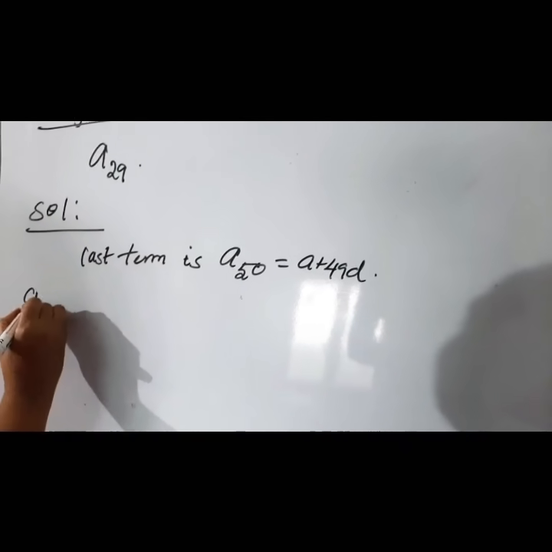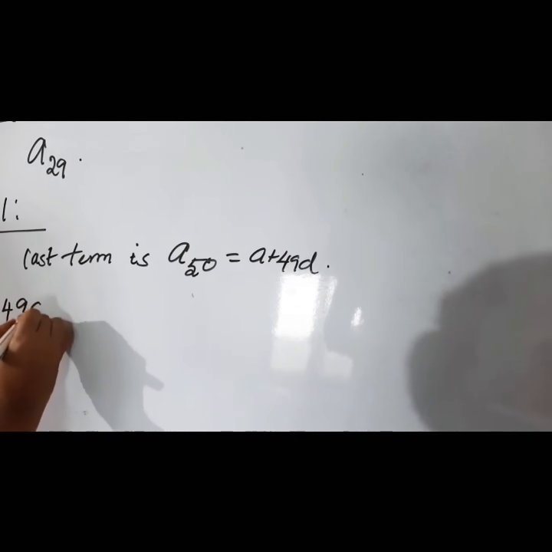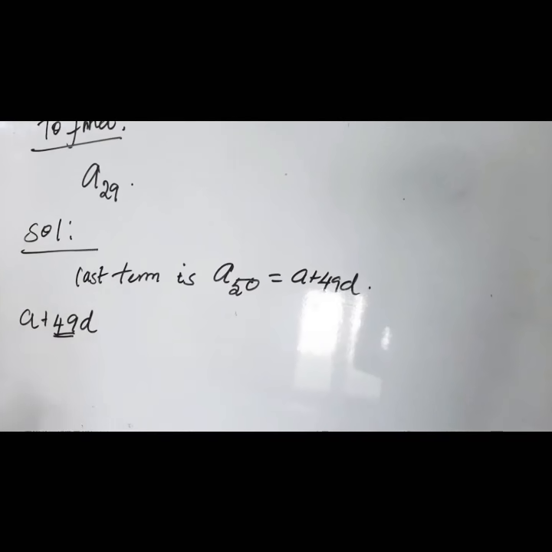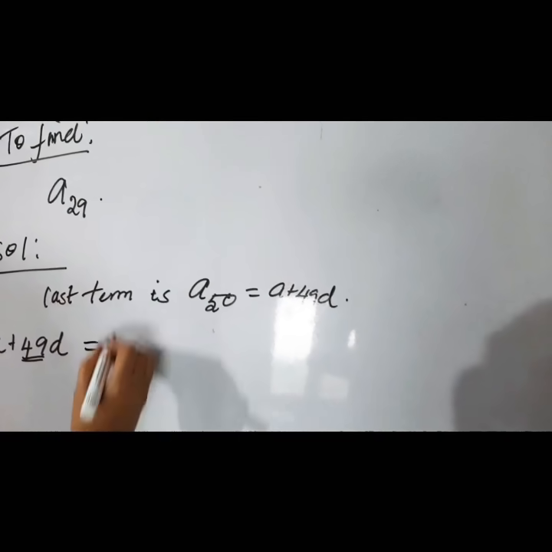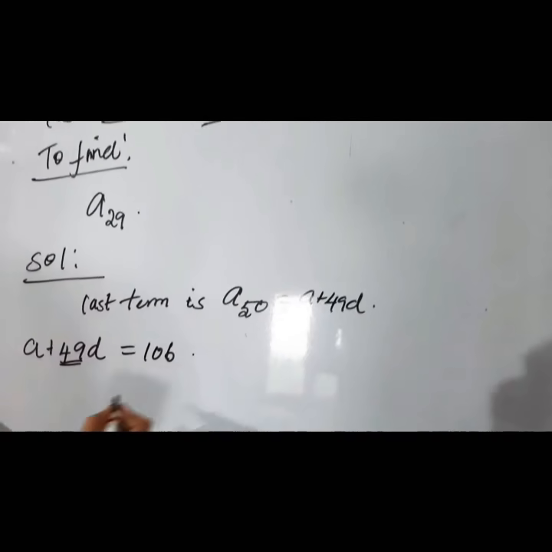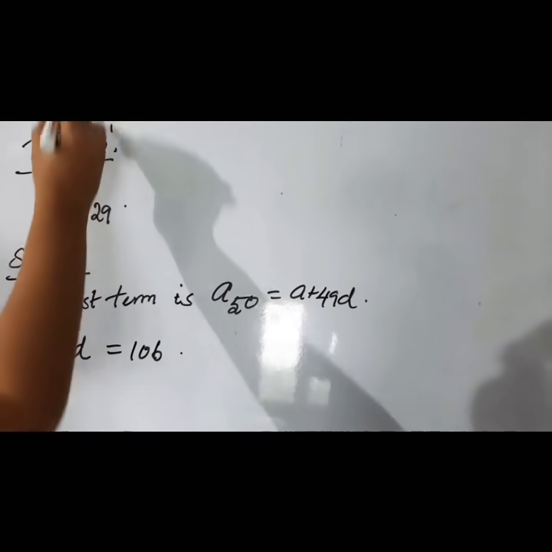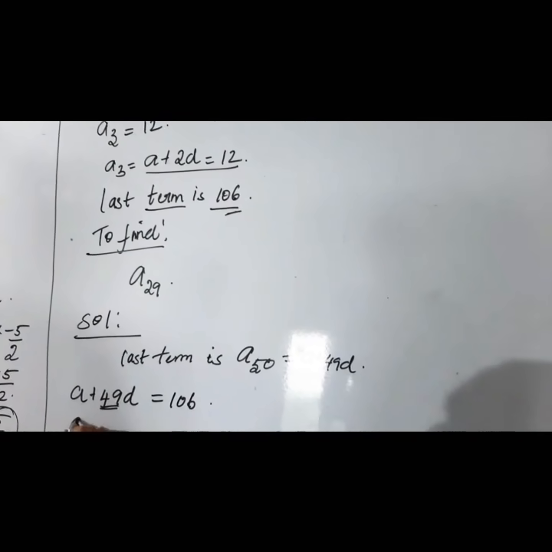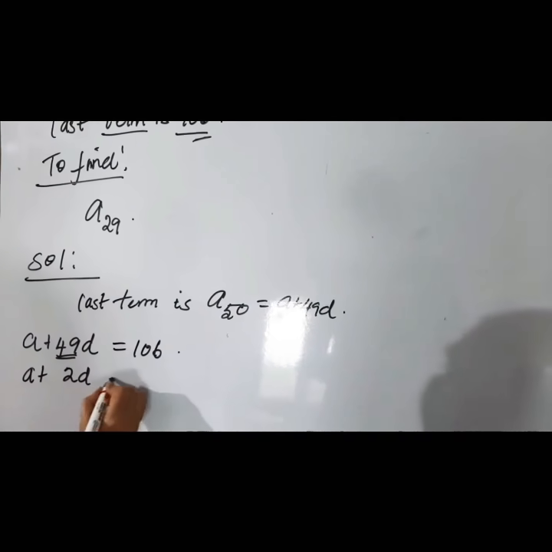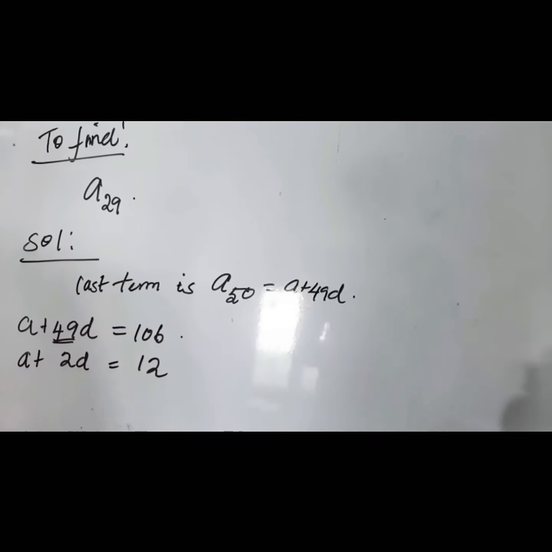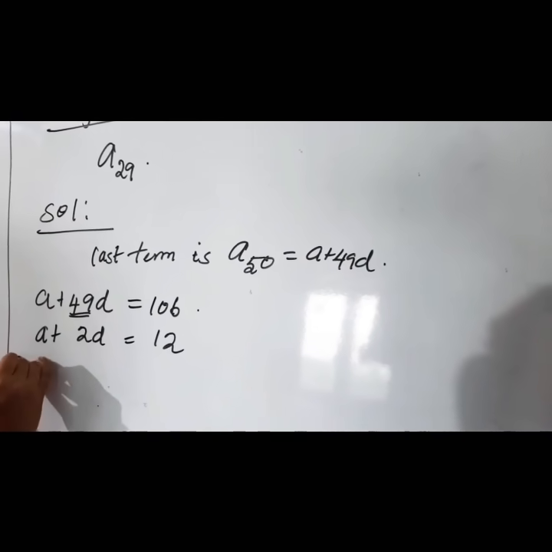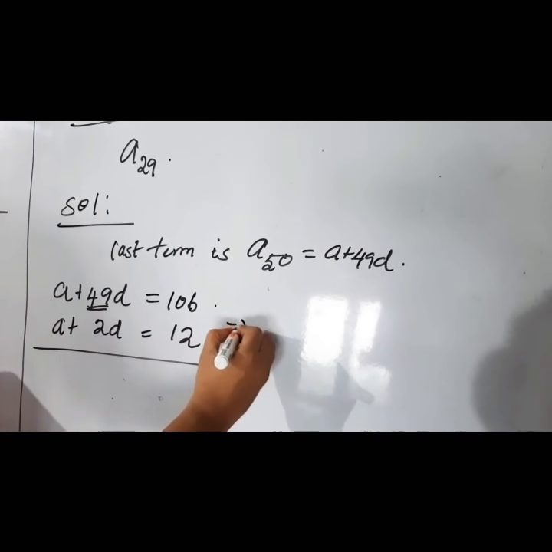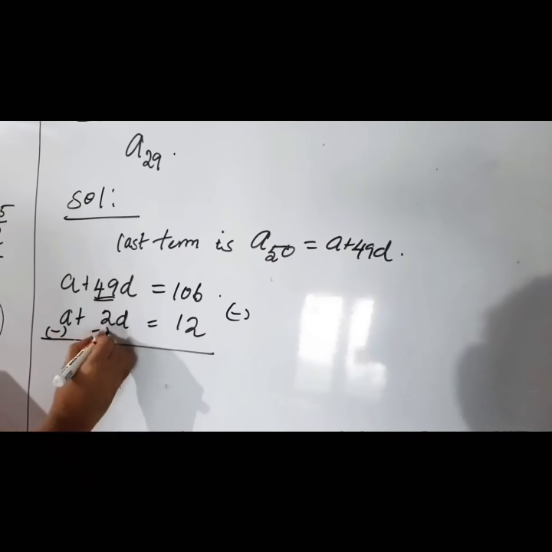How will we write the last term? A plus 49D. Why are we taking 49 here? Because it is mentioned in the question that N is 50. What is the last term value? 106. And what else is given? A3 is given. That is A plus 2D is equal to 12. A plus 49D is equal to 106. Solve this linear pair of equations in two variables.